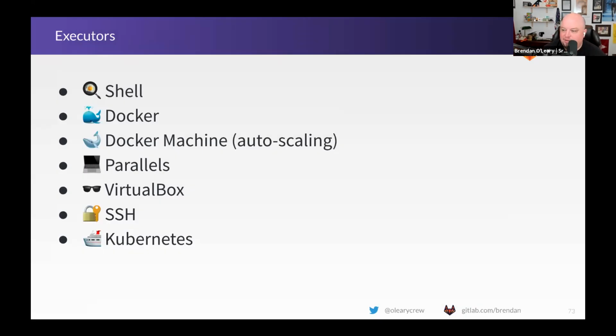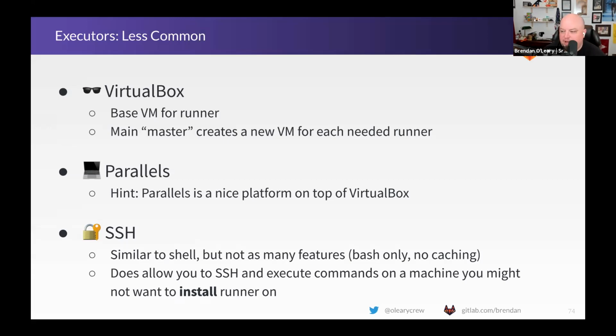And then there's some lesser used, excuse me, these slides are out of order. Like you can run inside of a VM on VirtualBox or run in Parallels, or SSH into a machine first and then run. Like if you don't want to install the runner on the machine, but you have to SSH into it to do something, you can do that.